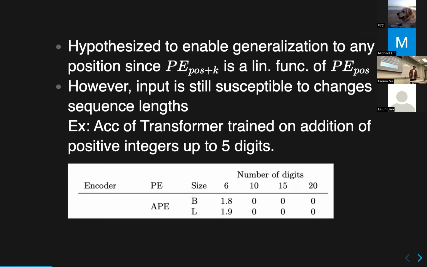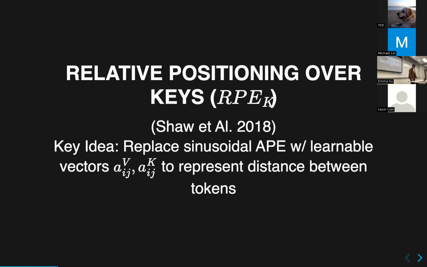You see here that transformers trained to do addition don't generalize well to things beyond what they've been trained on. And this is the bulk of the talk, or the first half of the talk we'll get into today. So let's look at a couple other things. Here's one fix that someone tried to implement called relative positioning over keys. The main idea is that instead of using an absolute position, we can embed two learned vectors to represent a distance between tokens, and this will help build that positional encoding.